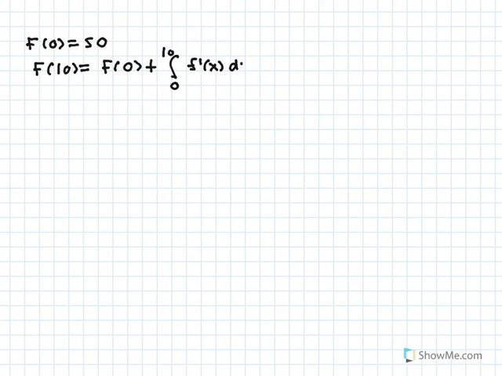All right, let's now apply that. We know that capital F of 0 is equal to 50. That was given in the question. Capital F of 10 is going to be capital F of 0 plus the integral from 0 to 10 of f prime of x dx. Capital F of 0 is just 50 plus 1/2 of the base, that's 10. The height is also 10.